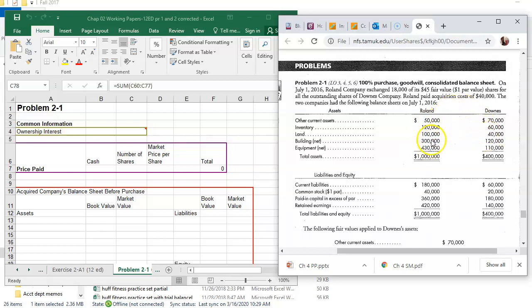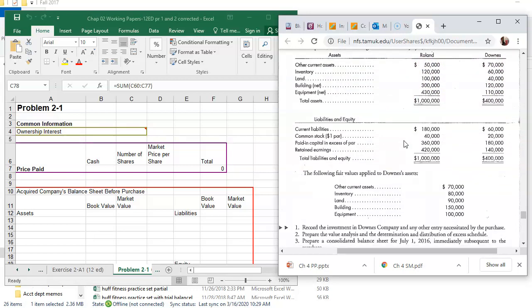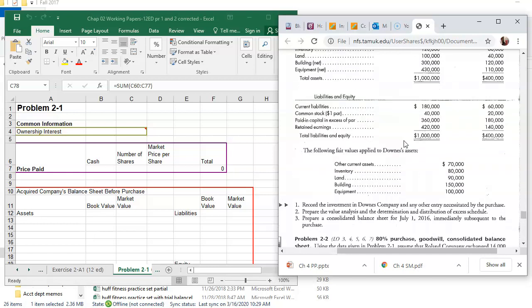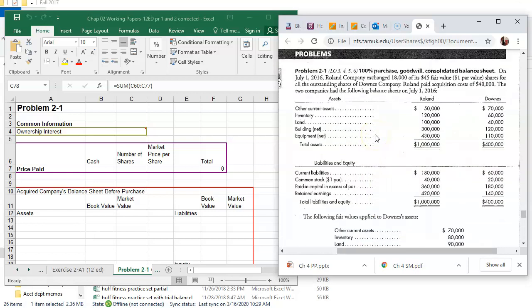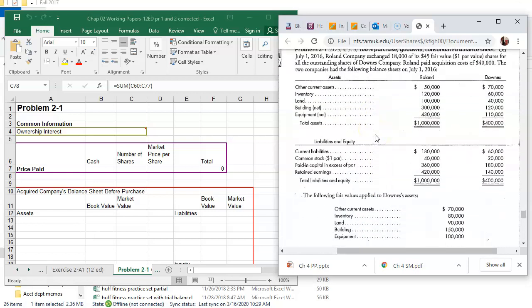sheets. Okay, and remember that Roland is the acquirer and Downs is the company that they're buying. The following fair values apply to Downs assets, and they give us some fair values for the assets. They want us to record the investment in Downs and any other entry necessitated by the purchase. And they want us to prepare a value analysis and determination and distribution of excess schedule, and then do a consolidated balance sheet for July 1st of 2016, immediately subsequent to the purchase. So right after they make the purchase.